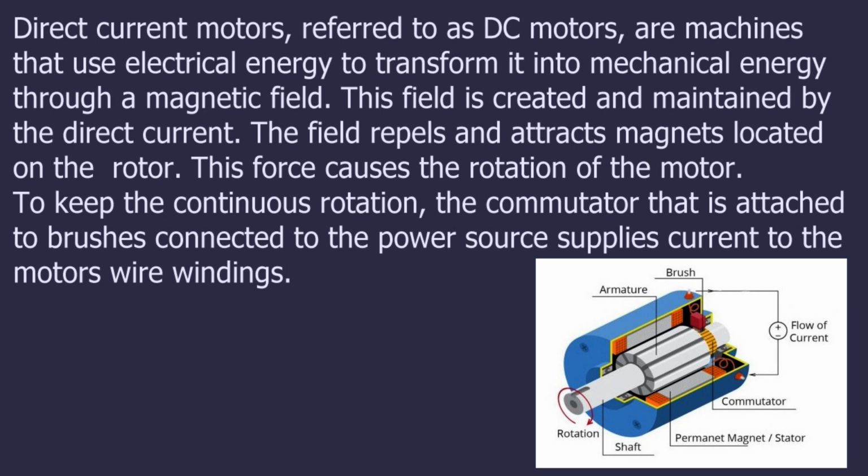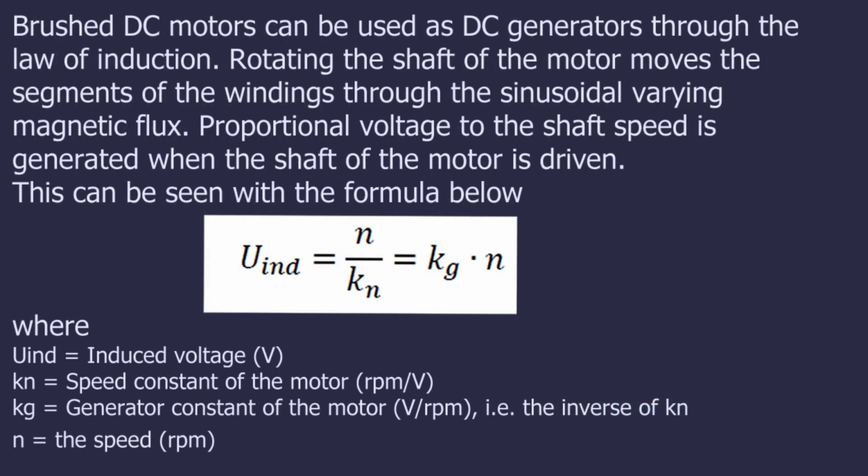the motor wire windings. Brushed DC motors can be used as DC generators through the law of induction. Rotating the shaft of the motor moves the segments of the windings through the sinusoidal varying magnetic flux. Proportional voltage to the shaft speed is generated when the shaft of the motor is driven. This can be seen with the formula below.